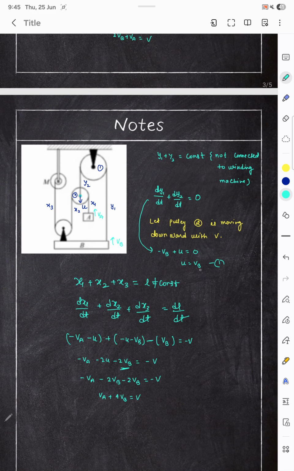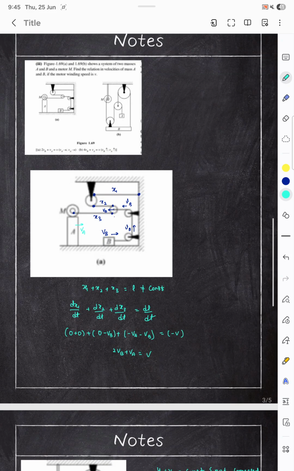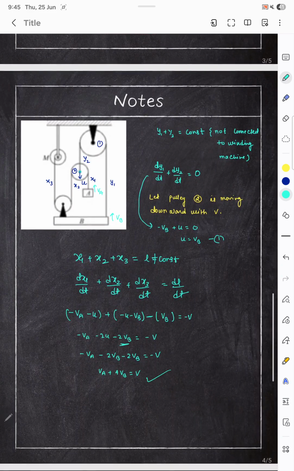The u is equal to vb, so I put vb in place of u: minus va minus 2vb minus 2vb equal to minus v, and we solve it and we get the answer va plus 4vb equal to v, which is given in the option. Thank you.